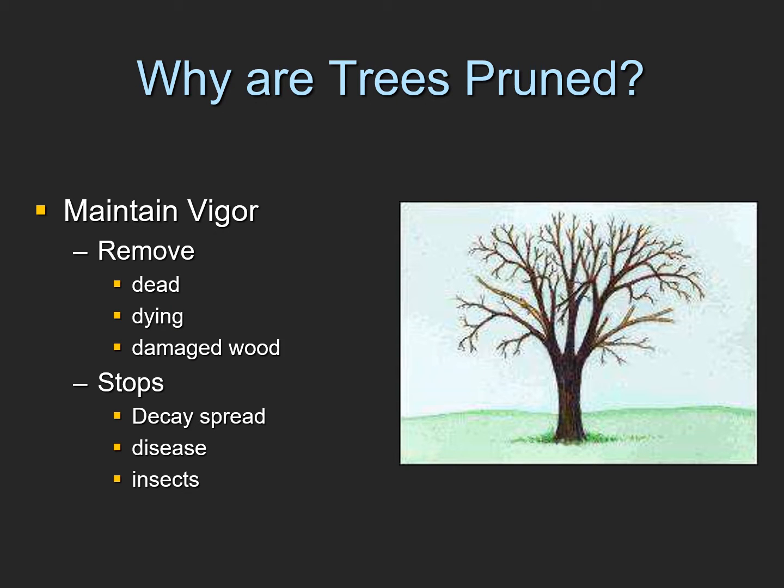First off, why do you want to prune trees or shrubs for that matter? Generally, the main reason is to maintain vigor, which you can do by removing dead, dying, or damaged wood, just to get that stuff out of there where some new growth can come in and take its place. Also, pruning will stop decay spread. If a limb's not properly pruned, you can get decay down in the trunk. You want to get that out of there so they can heal up properly, and also to get rid of diseases and insect problems that might be on your plants.